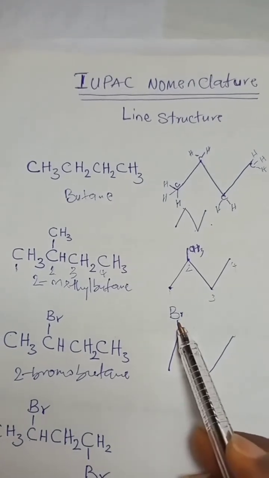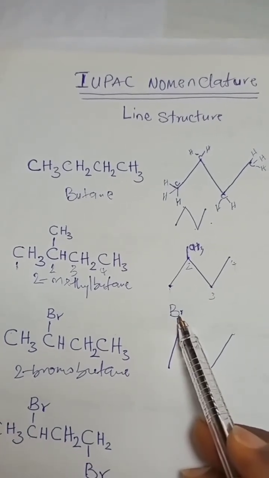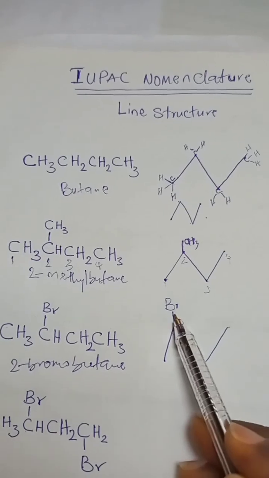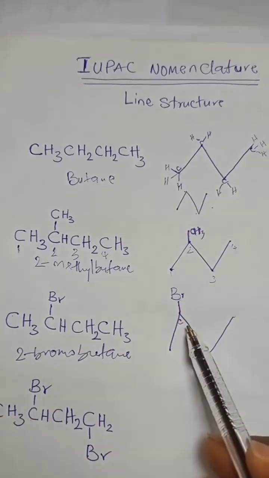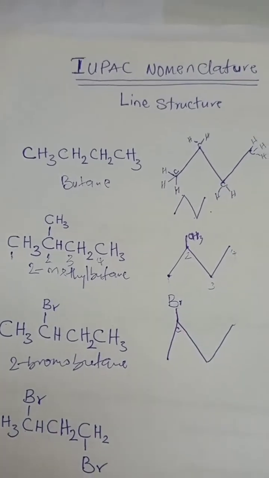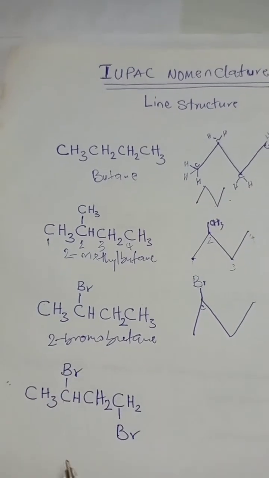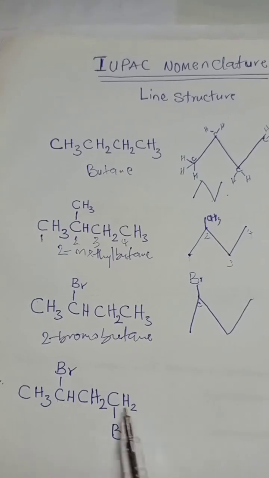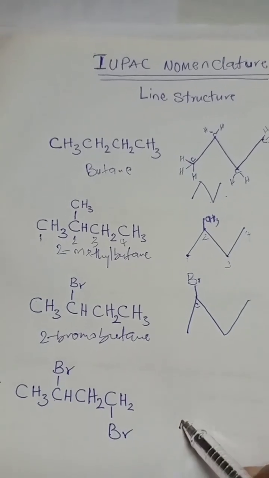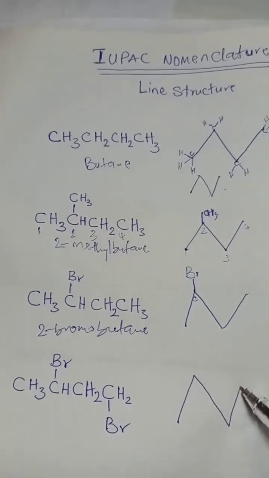Since there is an attachment which is a substituent, this end of the line is no more a carbon but a bond from this carbon to bromine. So this is it. Are we together now? So for the last one now, we have 4 carbon chain. 1, 2, 3, 4, right? So we have 1, 2, 3, 4.